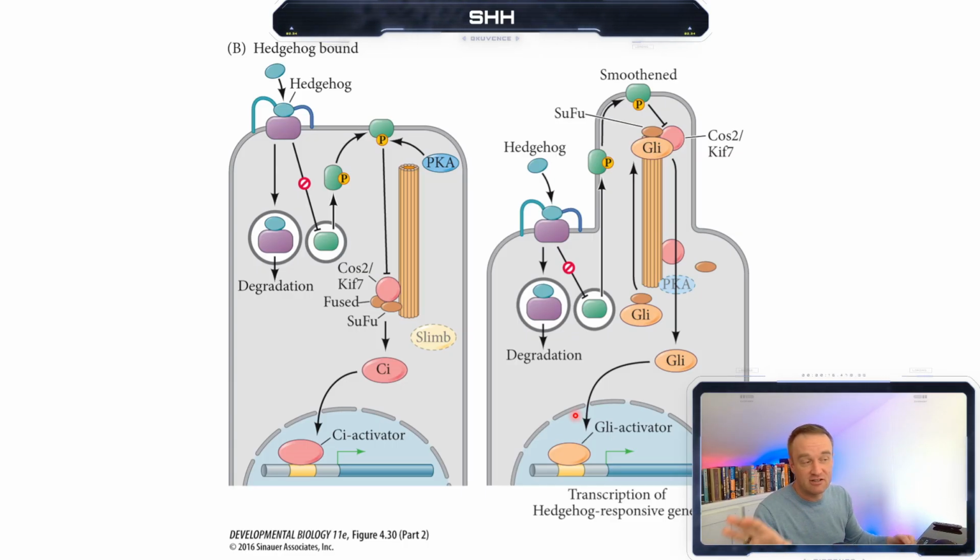So when Hedgehog doesn't bind, GLI gets cleaved in half and it acts as a repressor. When Hedgehog does bind through Patched and Smoothened, and this microtubule complex, GLI remains intact and it acts as an activator. So that's a quick Sonic Hedgehog example, and I'll catch you in the next one.